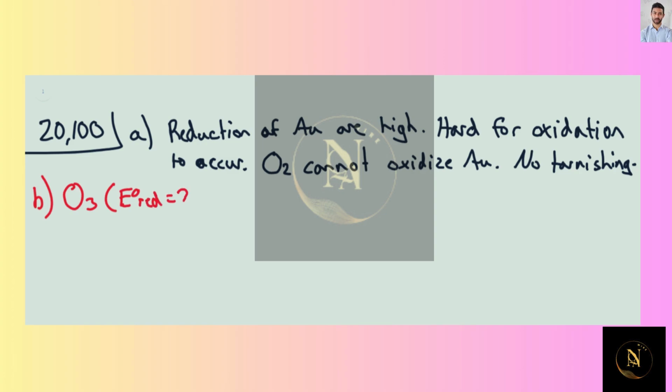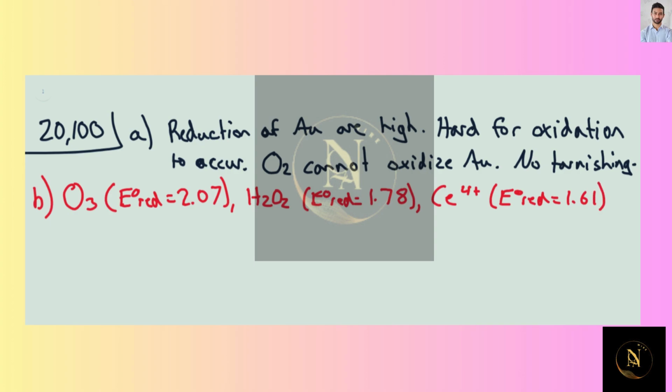We have ozone, which has a reduction potential of 2.07. There's also hydrogen peroxide, H2O2, which has a reduction potential of 1.78. There's cerium 4+ with a reduction potential of 1.61. And the last one given in the Appendix is the F2 molecule, fluorine. The reduction potential for fluorine is equal to 2.87. So all of these molecules here should be able to oxidize gold.